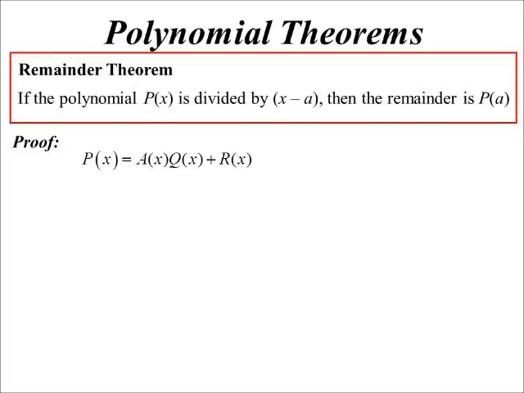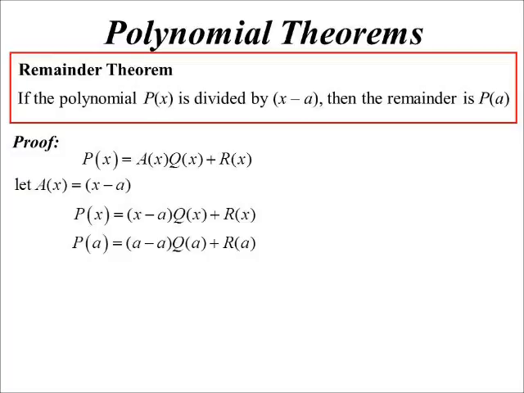Remember we said all polynomials can be written as divisor times quotient plus remainder. So let's say the divisor is x minus a. Now P(x) equals (x minus a) times the quotient Q(x) plus the remainder. If I substitute in a, the answer should be the remainder. Sub in a and I get (a minus a) times Q(a), and a minus a is 0. So I know P(a) is equal to R(a).